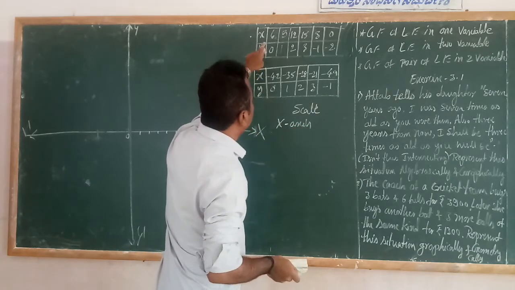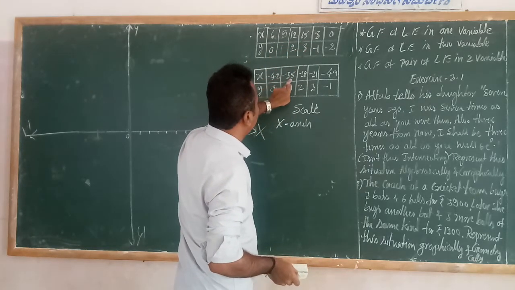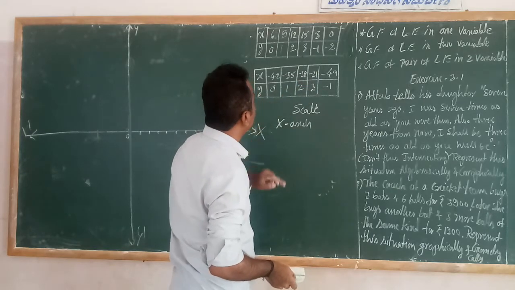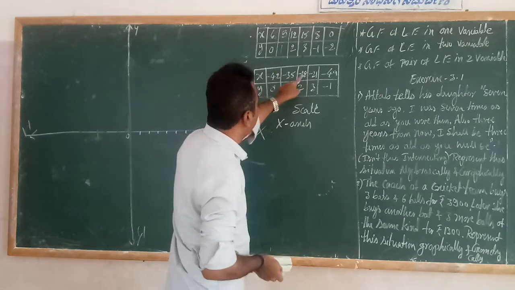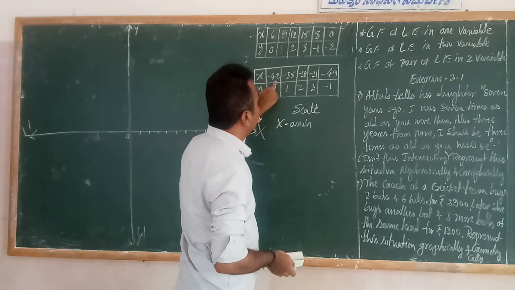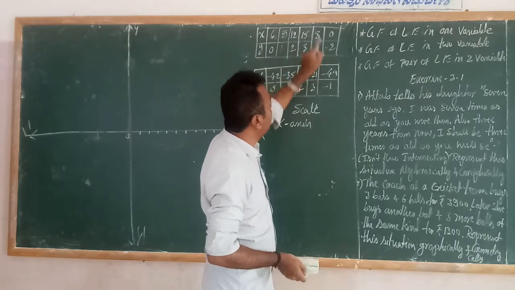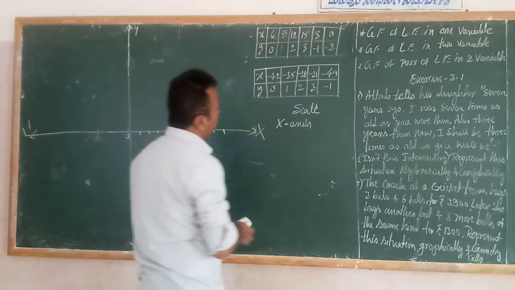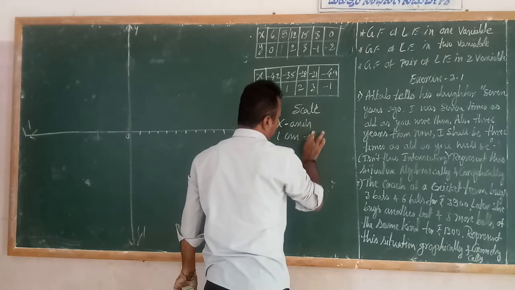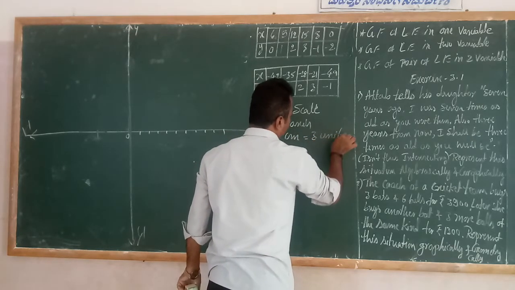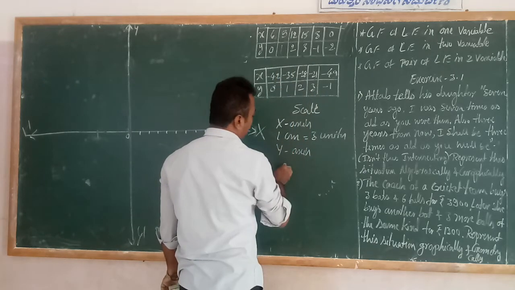In the first equation, x is 6, 9, 12, 15, which is multiples of 3. Here minus 42, minus 35, minus 28 and minus 21. 21, 28, 42 are multiples of 3. Here 6, 9, 12, 15 are also multiples of 3. That's why I will take the x-axis as 1 centimeter equals 3 units. Next, the y-axis: 1, 2, 3, so 1 centimeter equals 1 unit.